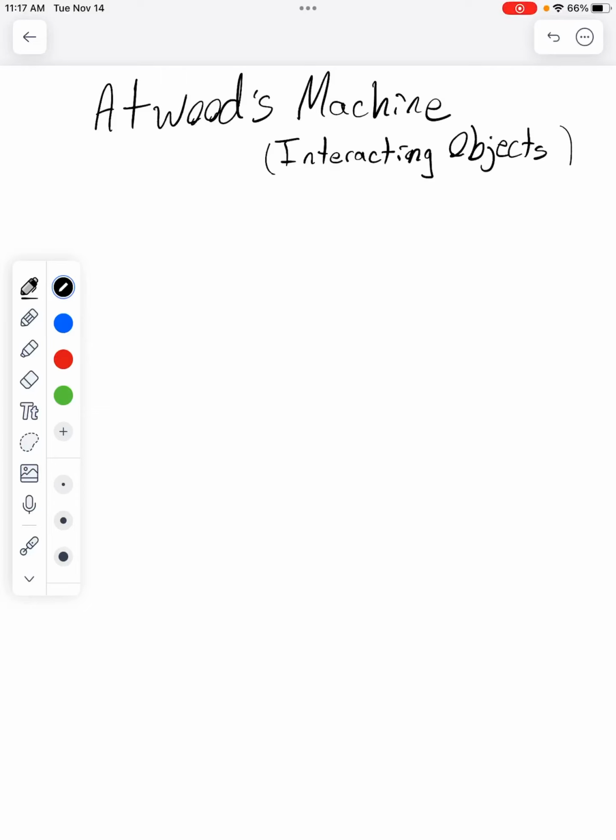So I want to talk about a problem. It's called the Atwood's machine. And this is a subject of the interacting objects topic. It's going to be using ropes and pulleys, and we're going to use the ideal approximation of ropes and pulleys.